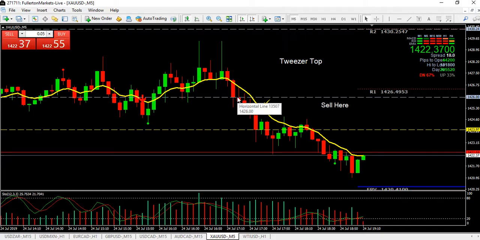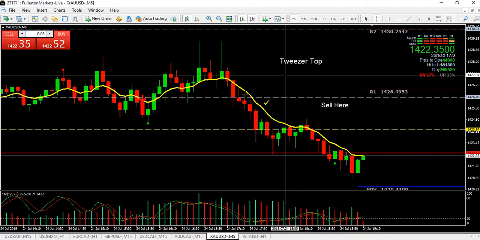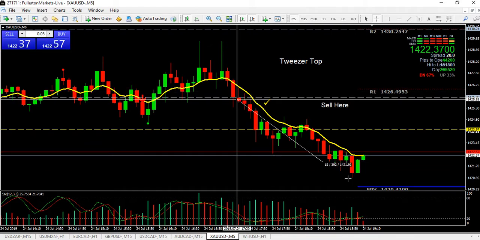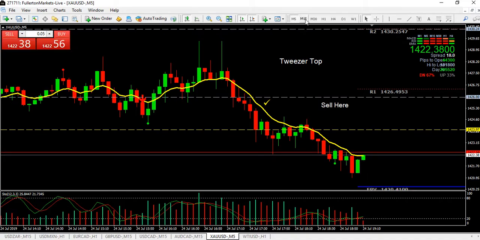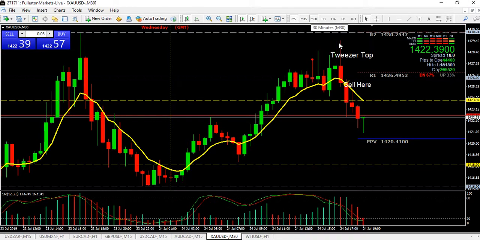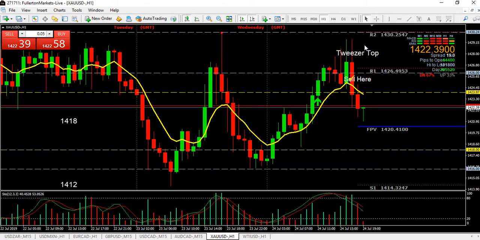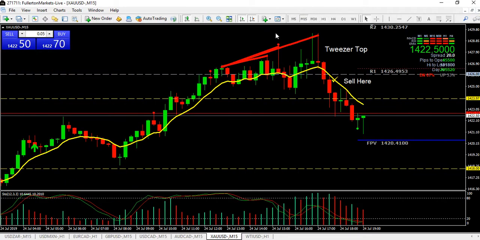Even if you had waited to here till it was definitely closed below the T line, there was no question about it, that would have still given you a good run down to 54 pips. And you look on the 30-minute chart, it's still a tweezer top. That is a classic candle formation. You go to the H1 and it's a tweezer top. You don't get formations like that very often that work out just perfectly. That's why I wanted to share it with everyone.